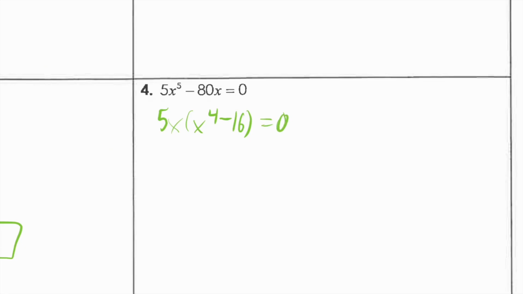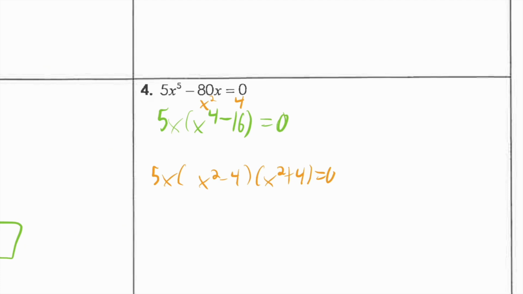So when it's 2 terms, I always look for difference of 2 squares, sum of 2 cubes, difference of 2 cubes. And this is x squared times x squared and 4 times 4. So the 5x gets written out in front. And I have x squared minus 4 as well as x squared plus 4 equals 0.